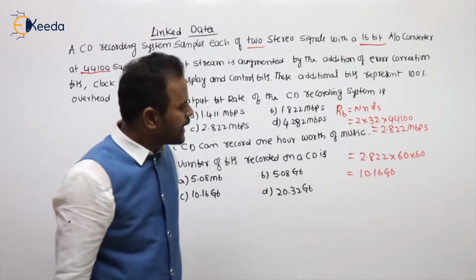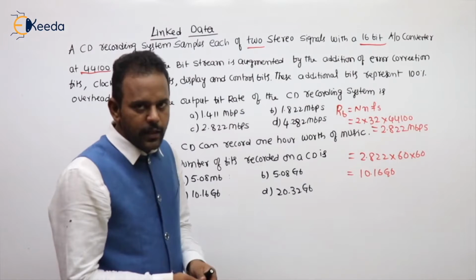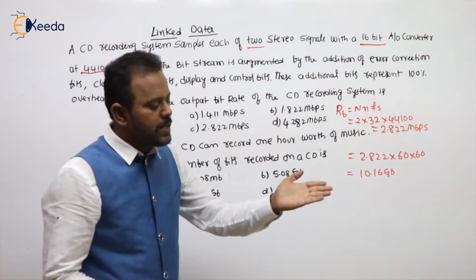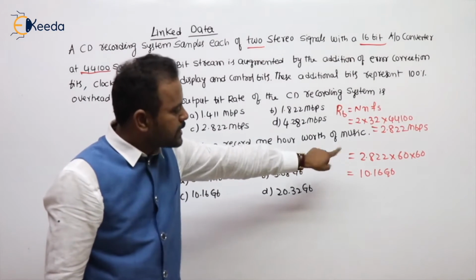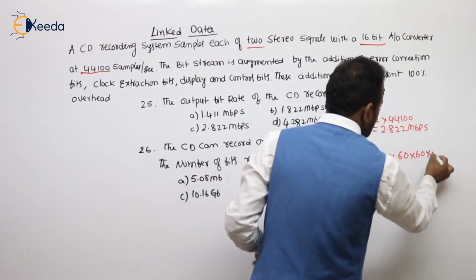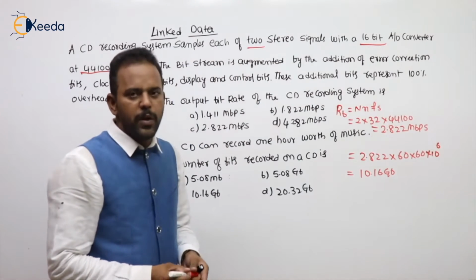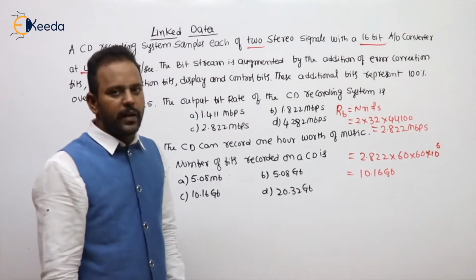Because for each second, 2.822 Mbps, and 1 hour is 60 minutes into 60 seconds. Each second 2.822 Mbps means into 10 power 6. Don't forget that. A simple problem on the bit rate only.